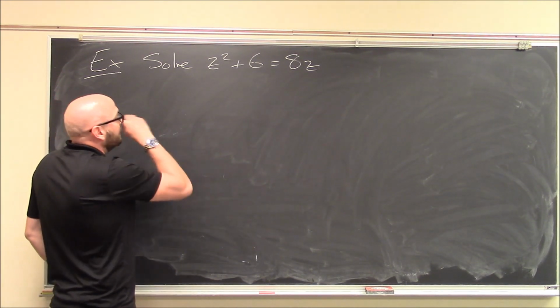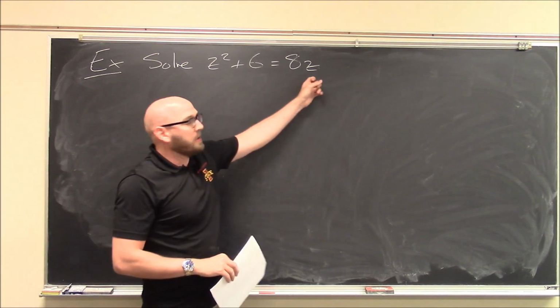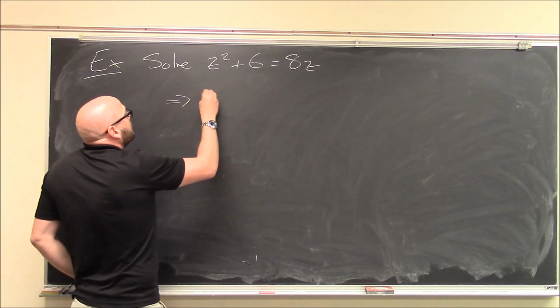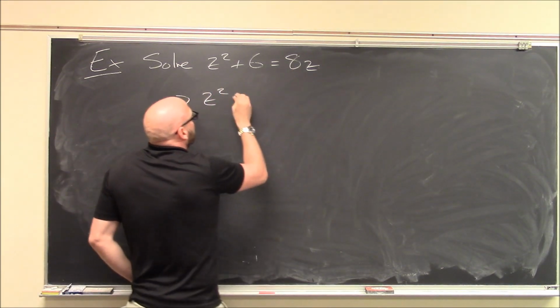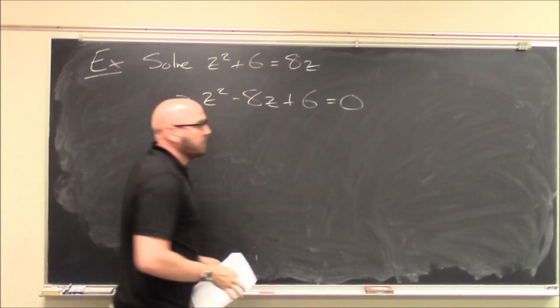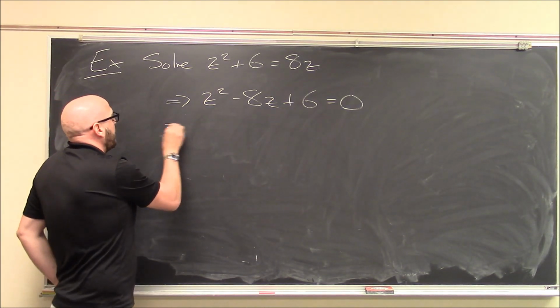So, let's see. It's not in standard form right now, right? It's not 0 on the right-hand side, I need a 0 over there. So let's manipulate this. Let's subtract 8z from both sides to put it in this form. Okay, now I'm going to try to factor this.